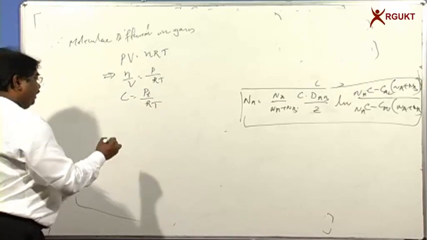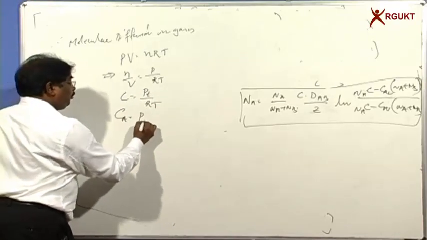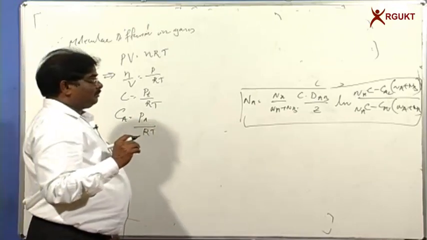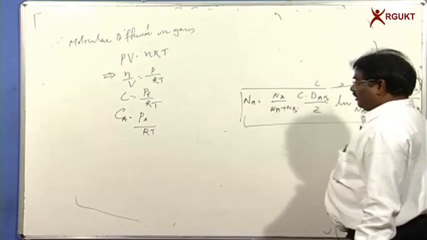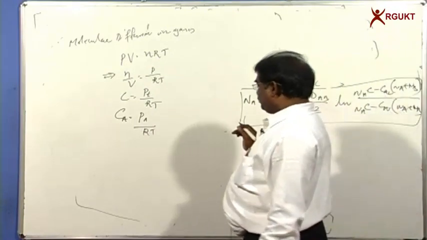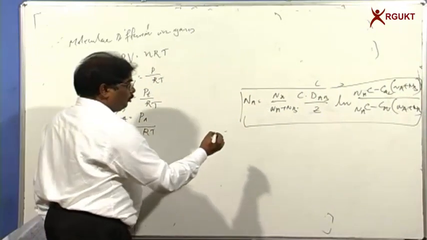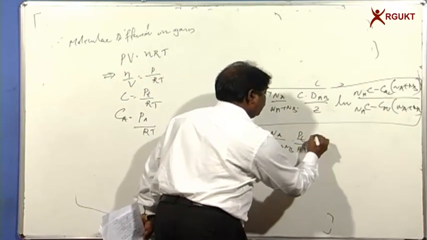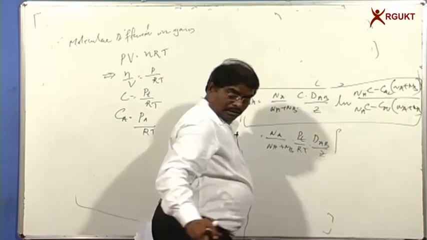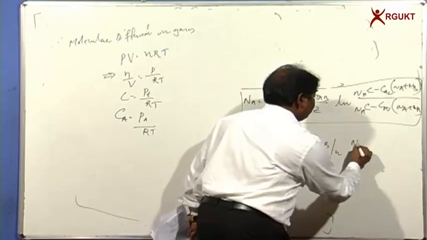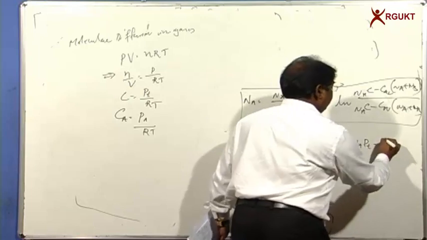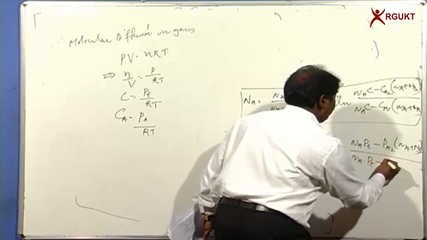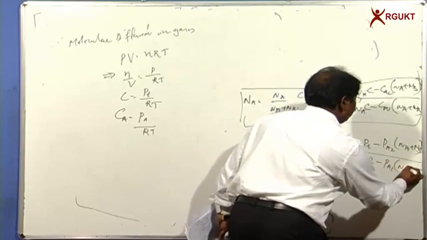For a component A, this becomes Ca, which is equal to Pa, the partial pressure of component A, divided by RT. So when you are working with gaseous systems, the concentrations can be written in terms of partial pressures. Then the expression becomes Na by (Na plus Nb) times Pt by RT times DAB by Z times ln of [(Na by (Na plus Nb)) Pt minus Pa2] over [(Na by (Na plus Nb)) Pt minus Pa1].